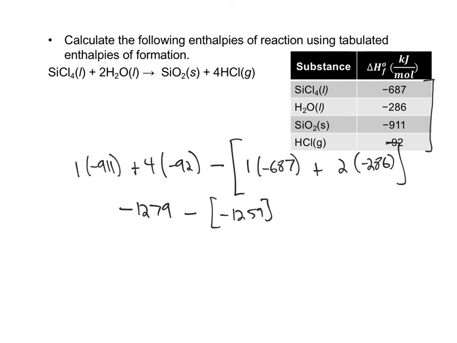And then again I have, I'm subtracting a negative, so that's going to be a positive. So negative 1279 plus 1259. And so that leaves me with a delta H naught of reaction of negative 20. But again, that 0 is significant, so if I put a decimal point, I'd be letting everybody know that. And then we have the units again are kilojoules per mole.